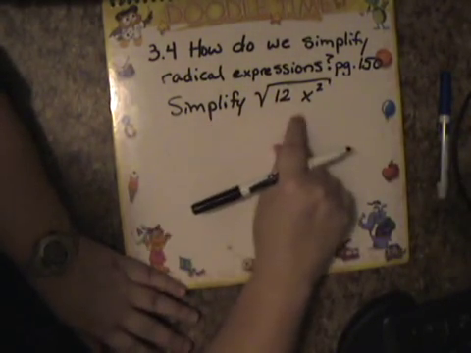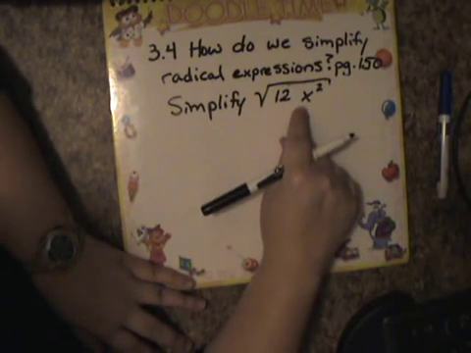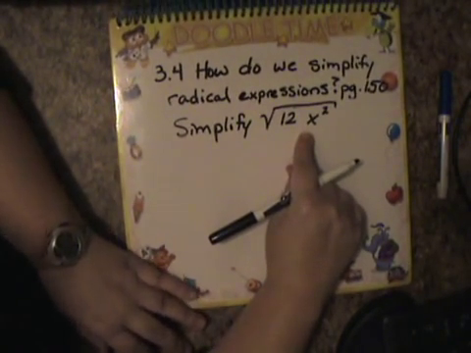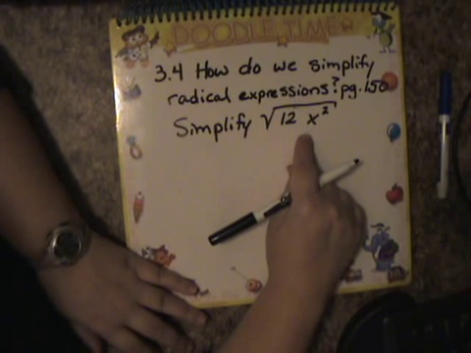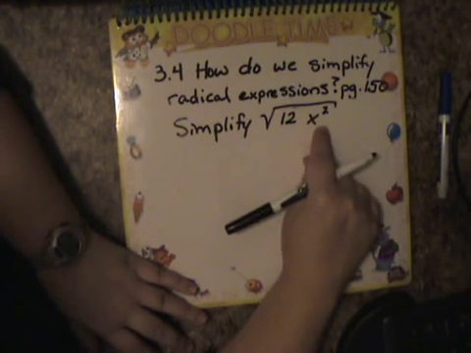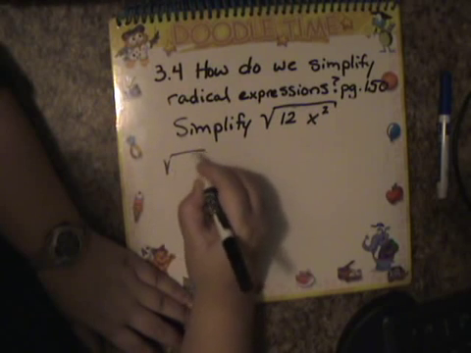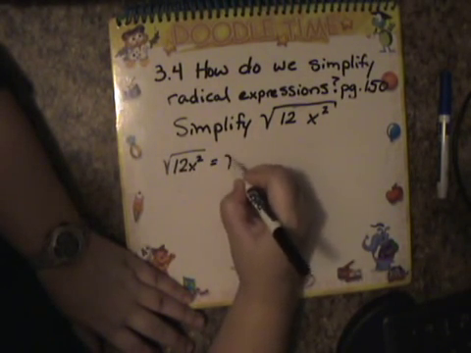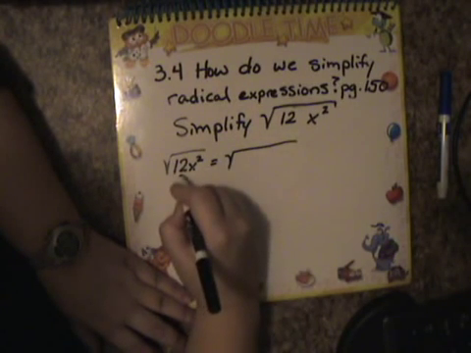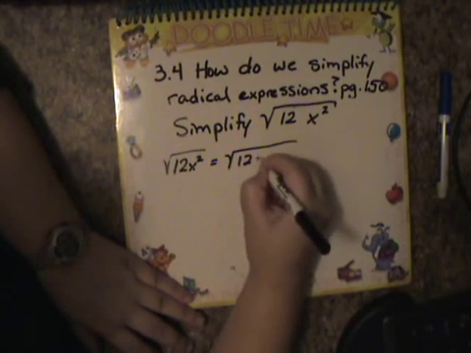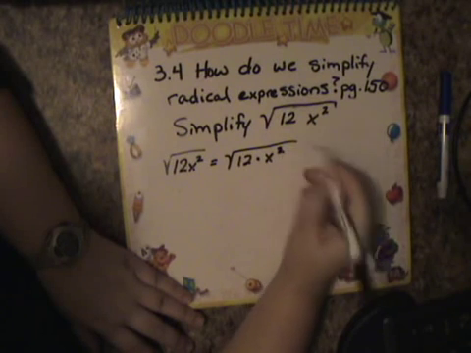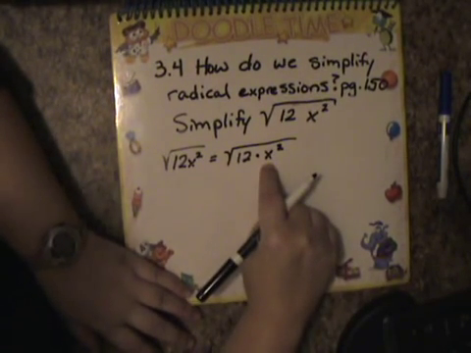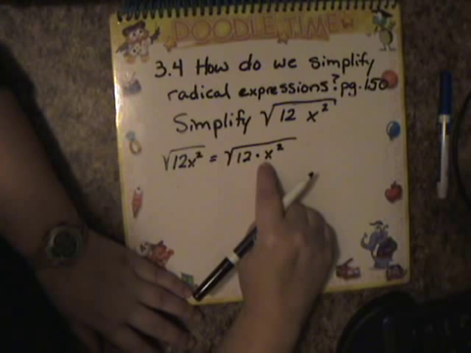So I want to simplify this, and we're going to use the product property of radicals in order to simplify it. The first thing that I'm going to do is pull it apart. I know that the square root of 12 x squared is the same as the square root of 12 times the square root of x squared. Now let's look at this. The x squared is a perfect square, so we can pull that out.